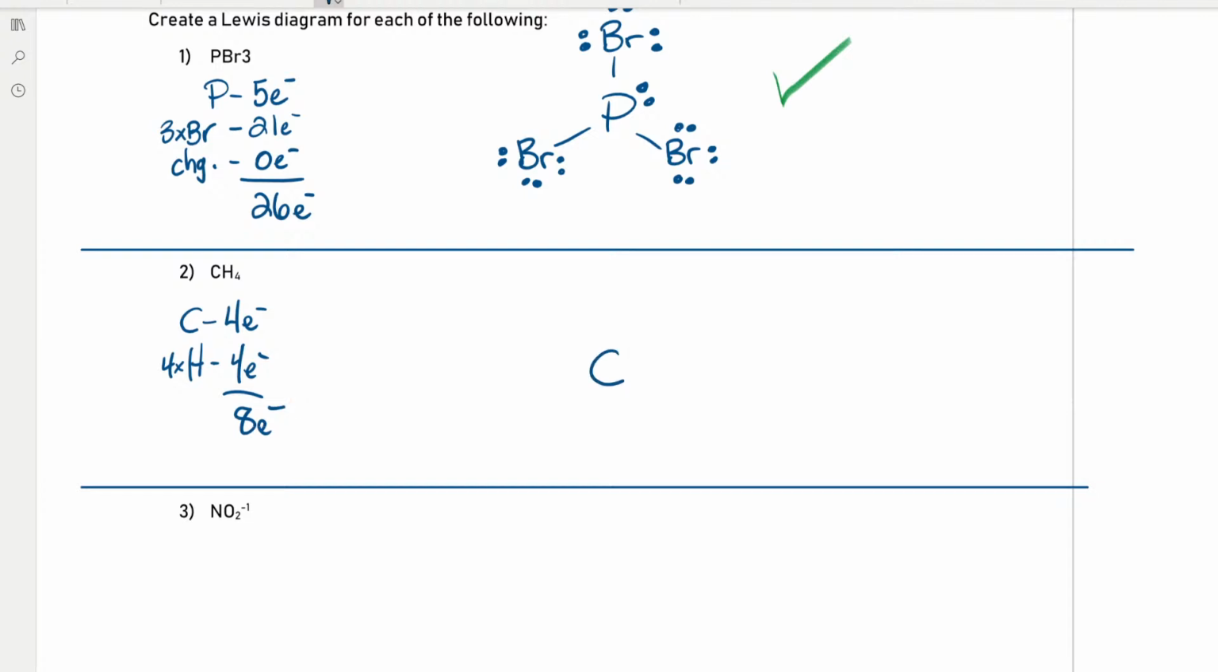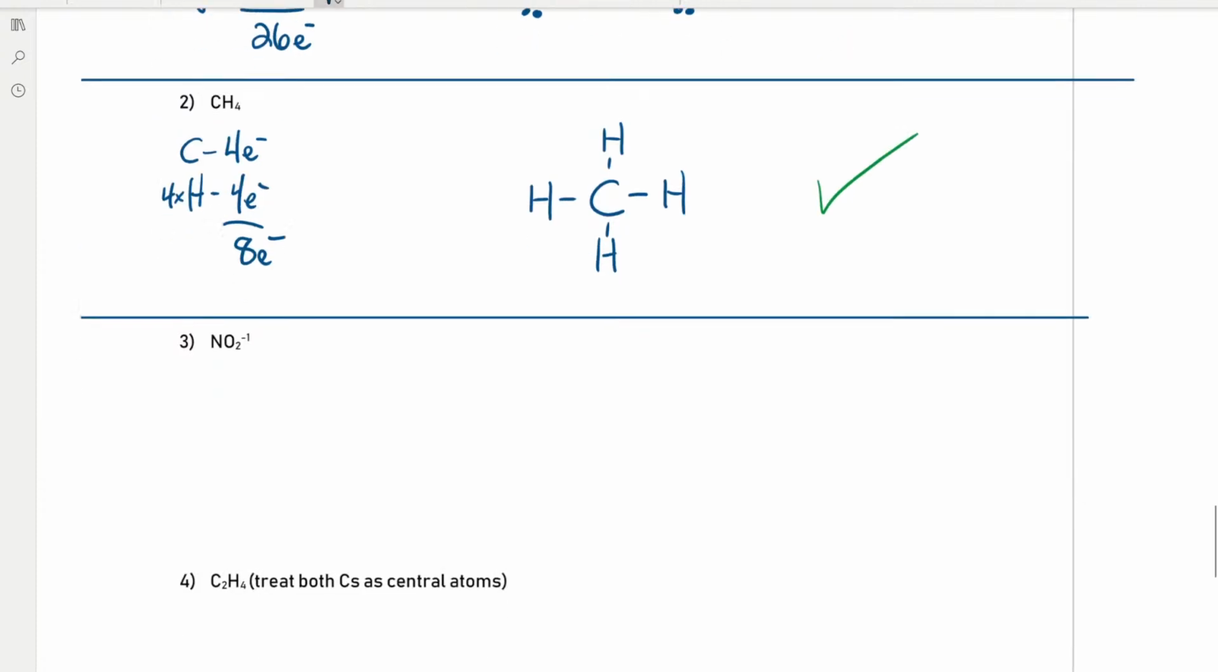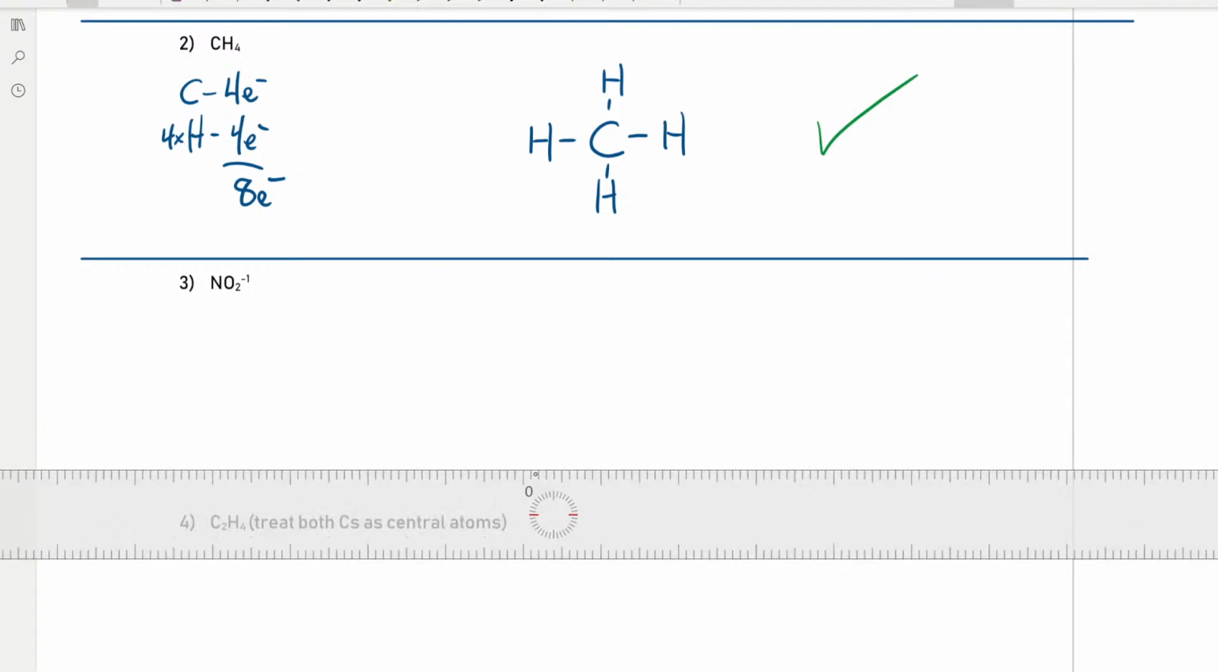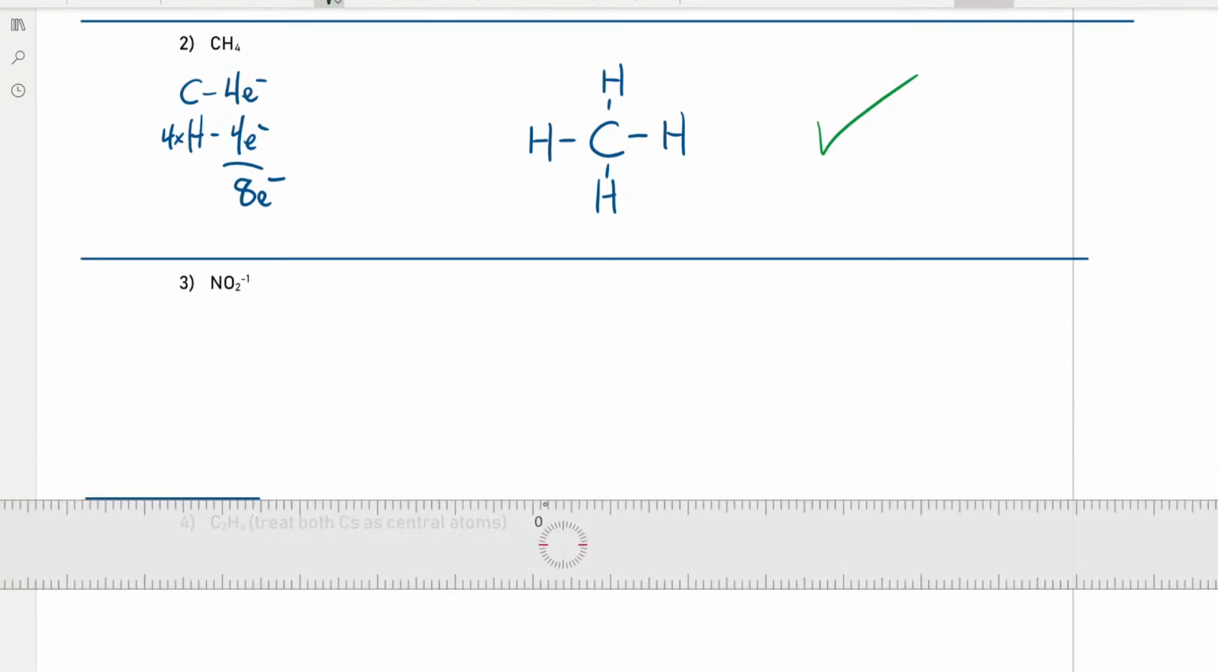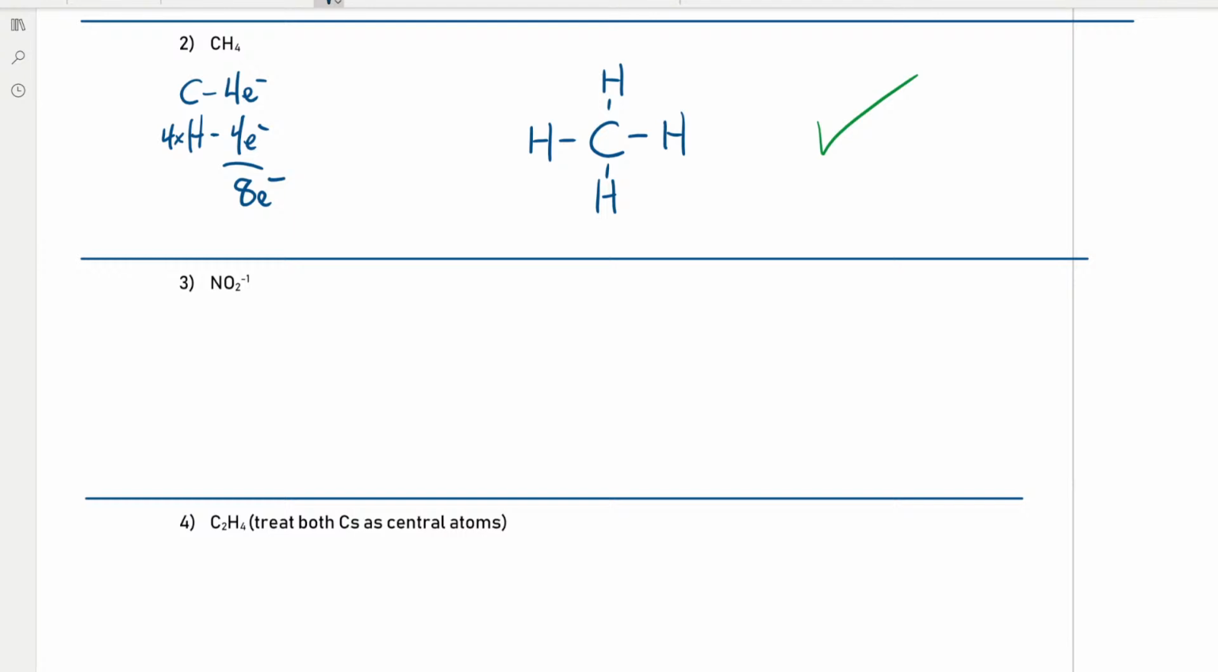We'd put carbon in the middle, and we'd put the 4 hydrogens around it. We will put a single bond between each of them. And in doing so, that is 2, 4, 6, 8 electrons. The hydrogens already have complete octets because they're in the first shell, so they can only get 2 electrons. That's done. Nice and boring. Nice, easy ones. Okay. Third example, the nitrite ion, NO2 -1.